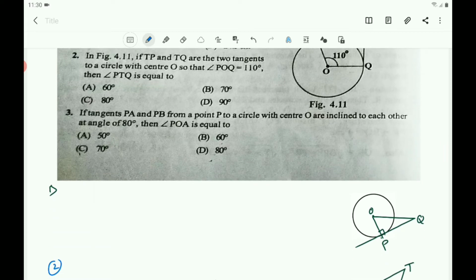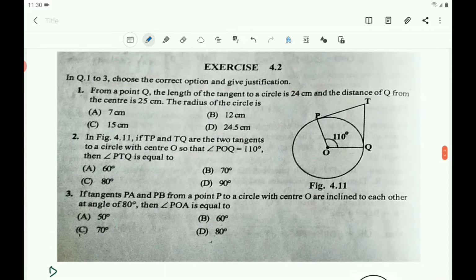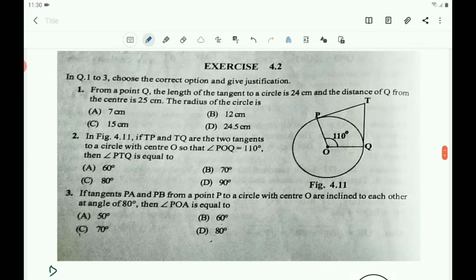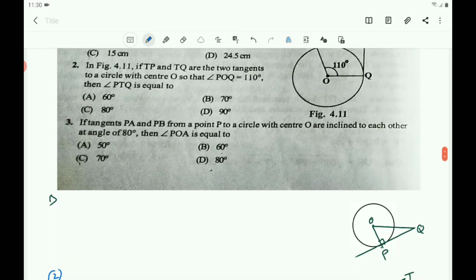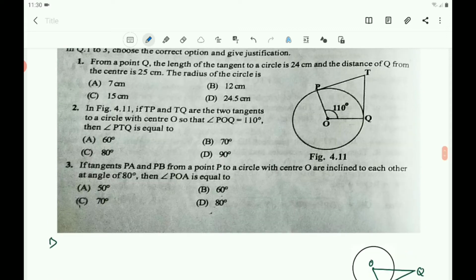Q is an external point and PQ is a tangent. Q is an external point, QP is a tangent. You can take QT, whatever it may be. You can give the other name to the point of contact also. Here Q is given, that is the external point, and let O be the center of the circle, P the point of contact. Here what is given?